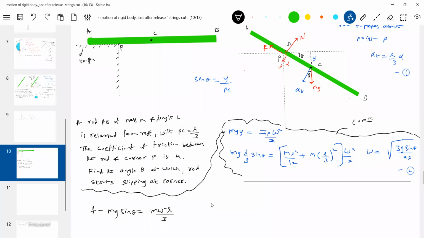Now why m omega square L by 3? Because what is the distance of the point C from P? L by 3. But it's a total rod rotating, it's a body, not a particle. But how can you write L by 3? The whole mass appears to be concentrated at the center of mass. So this is due to rotating motion, due to circular motion.